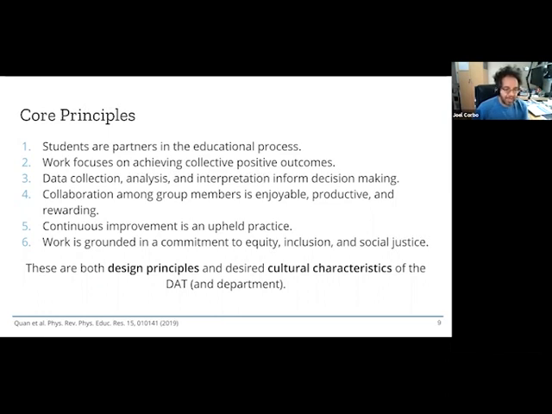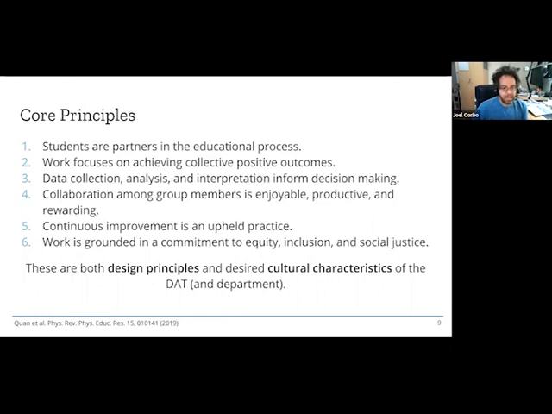And these really serve as design principles, which is to say, when we're trying to make a decision about how a DAT should operate, decisions about the structure of the model, or even facilitation decisions in the moment in a DAT, these are the principles we go back to. They're also the cultural characteristics that we'd like the DAT and the department to take up.